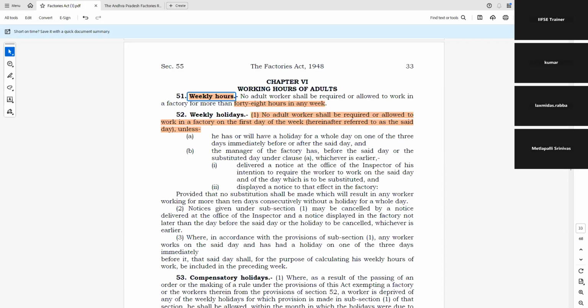Then weekly holidays. No adult worker shall be required or allowed to work in any factory on the first day of the week, hereinafter referred to as the said day, unless... So when you say weekly, they have to have one holiday. When you say first day of the week, it is Sunday. Preferably, organizations have their rotational week-offs, at least one weekly holiday in a week.